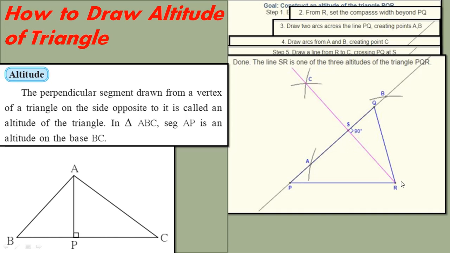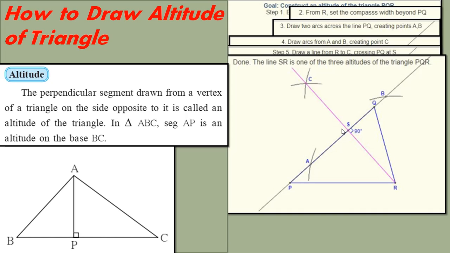And this is the 90-degree angle. So this is the perpendicular. This is called RS. RS is called the altitude of the triangle. And follow the same procedure and draw the other altitudes of the triangle. So the altitude from point P and the altitude from point Q, follow the same procedure and draw the altitudes.